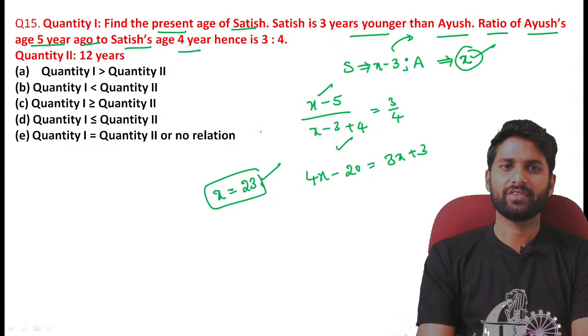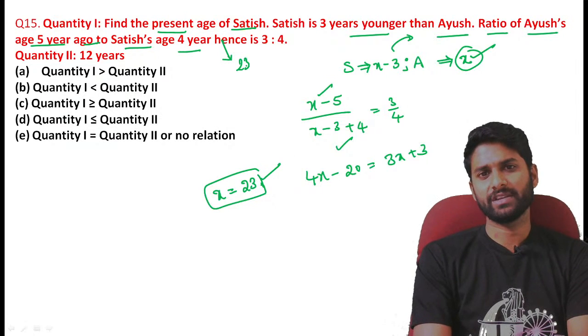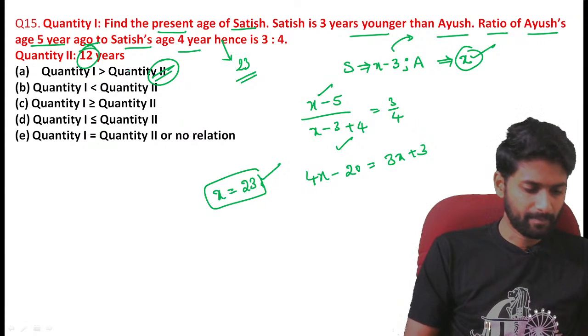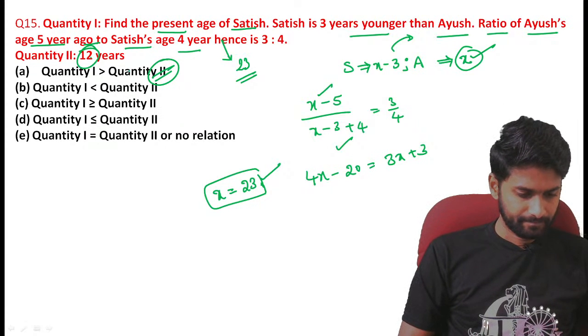So yes, actually we can get 23. So here the one quantity is equal to 23. Another quantity is 12. So definitely 23 is greater than 12 guys. So here we can choose your option, so that is the first option guys.